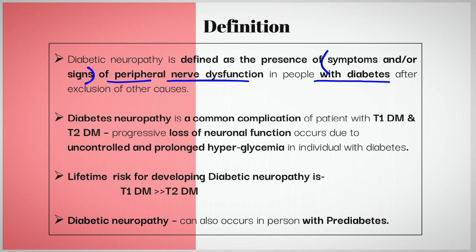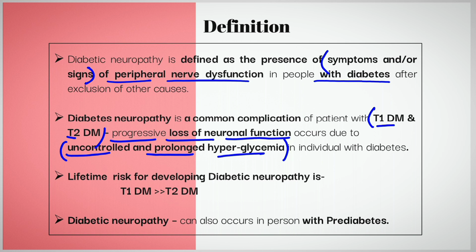In diabetic neuropathy, there is progressive loss of neuronal function, and this is due to uncontrolled and prolonged hyperglycemia. As we know, diabetes is a condition of hyperglycemia, and diabetic neuropathy is a common complication found in both type 1 as well as type 2 diabetes mellitus.